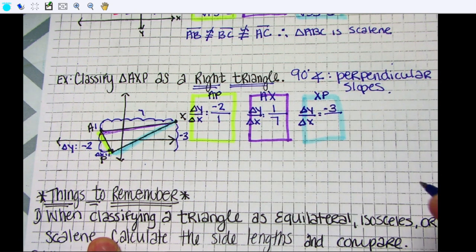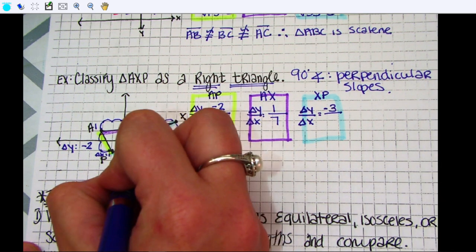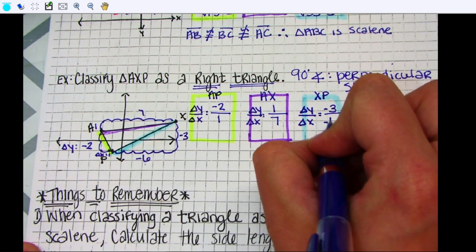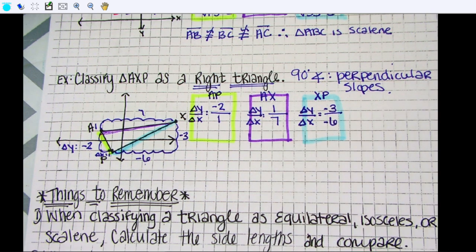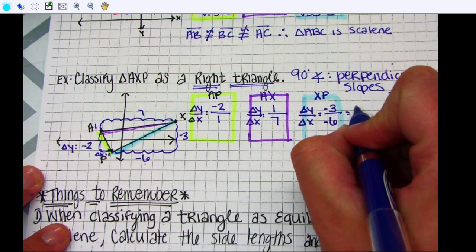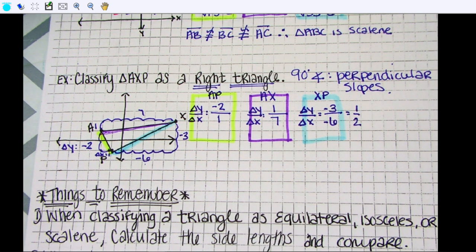X direction? Negative 6. 1, 2, 3, 4, 5, 6. Does that fraction simplify or reduce? Because right now, none of them look the same. What is that as a reduced fraction? Positive 1/2. So let's say that we had no idea how to get that to reduce without using our calculator. Do we know how to type it in? Your calculator will do it for you if you type it in.